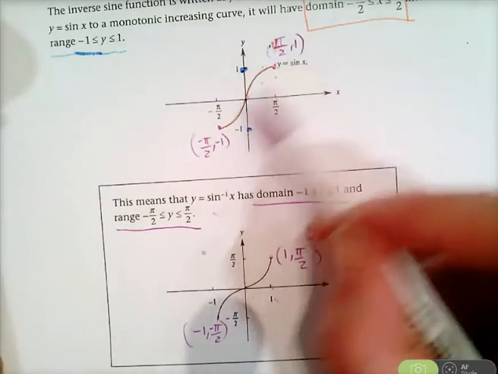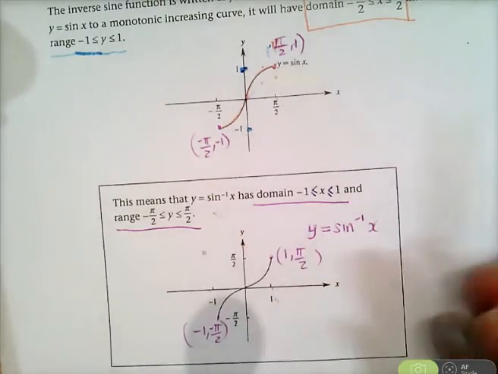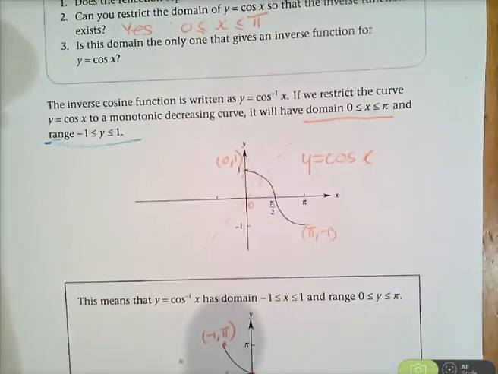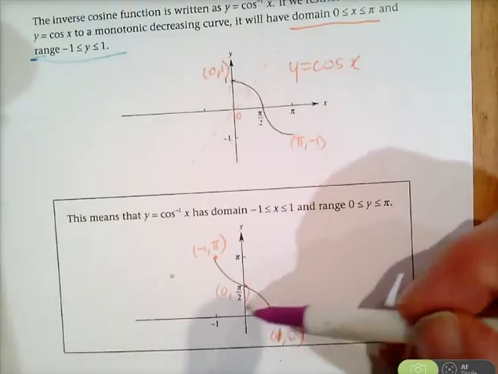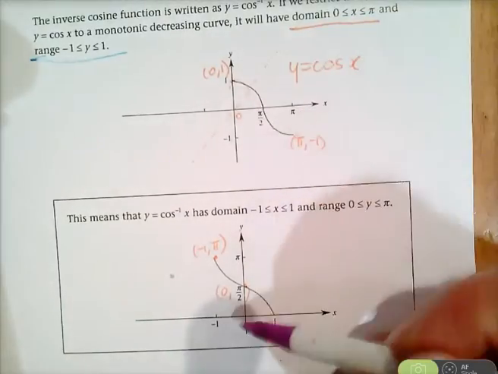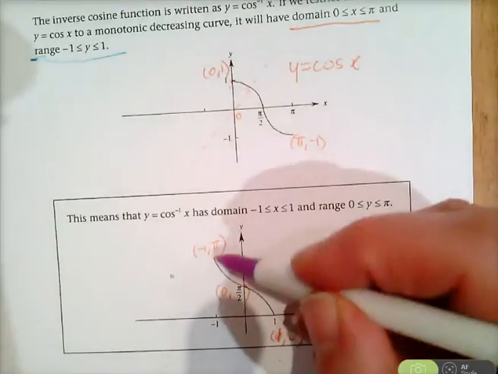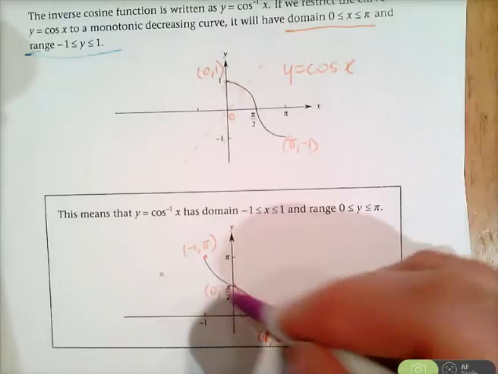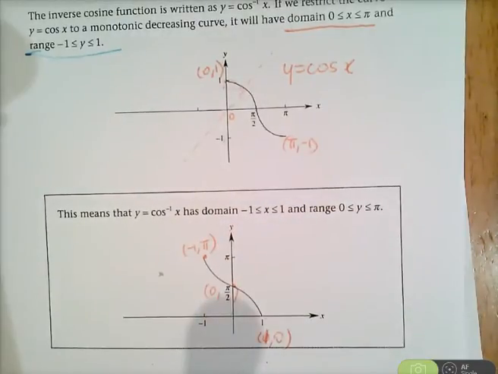Just remember the shape is going to be reflected in the line y equals x, and here as well. This one's a bit harder to do, but you do know it goes from 0. So here, domain 0 to pi, here, range 0 to pi. Okay, so going backwards like that. If you mark out these points, that's really the only thing that you can do with that, okay?